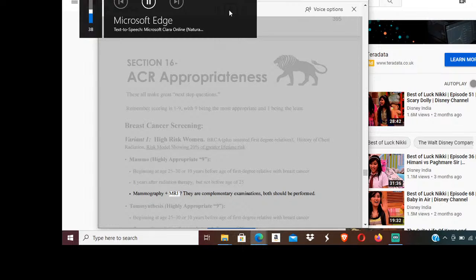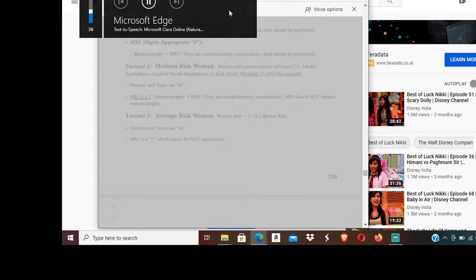Mammography and MRI. They are complementary examinations, both should be performed. Tomosynthesis, highly appropriate, 9, beginning at age 25 to 30, or 10 years before age of first-degree relative with breast cancer, 8 years after radiation therapy, but not before age of 25. Mammography and MRI. They are complementary examinations, both should be performed. MRI, highly appropriate, 9, mammography and MRI. They are complementary examinations, both should be performed.